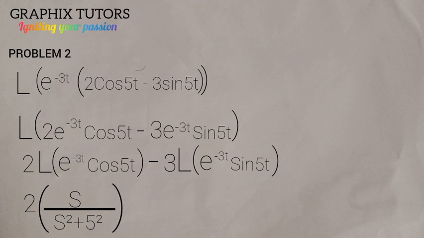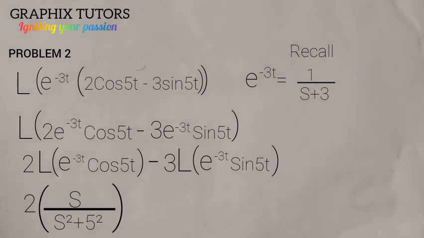Now we're having e to the power of minus 3t. Recall, whenever you have e to the power of minus at, we'll be having 1 all over s plus a. Now in this case, our a is 3. So my e raised to the power of minus 3t, anywhere I see a, I'll put 3. So we're having 1 all over s plus 3. So what I need here is the denominator. The denominator is s plus 3.